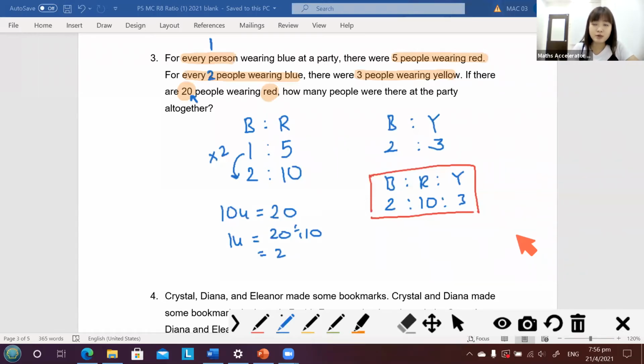So now, how many people were there at the party all together? Okay, all together, you must first find out how many units for total. Then you can look for how many people. The hint is blue plus red plus yellow. So I'm going to start a poll here. Can you select your answers once you're done? Look for how many people were there at the party all together.